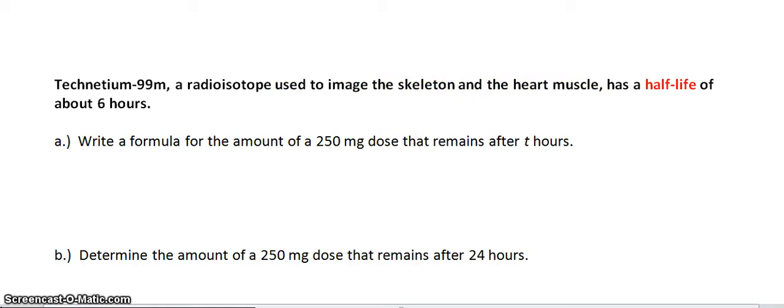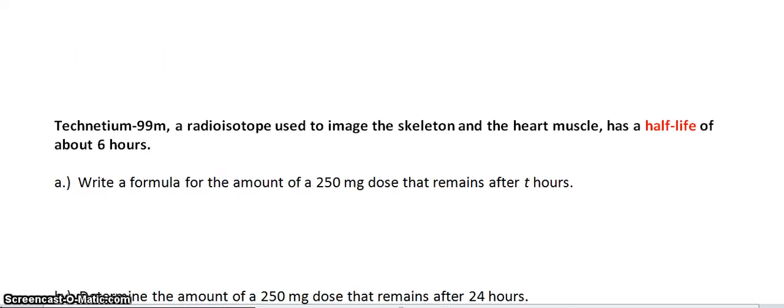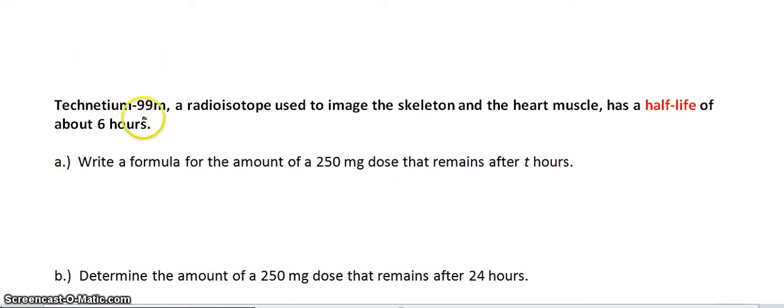Okay, now that we've got all that science out of the way, what does half-life mean? Half-life essentially is talking about the time it takes for half of the amount of whatever you're talking about to no longer be radioactive. Now, I'll write this up here in a second, but again, easier to understand through an example. So if it says the half-life of technetium is 6 hours, what that means is after 6 hours, half of the original amount will no longer be radioactive.